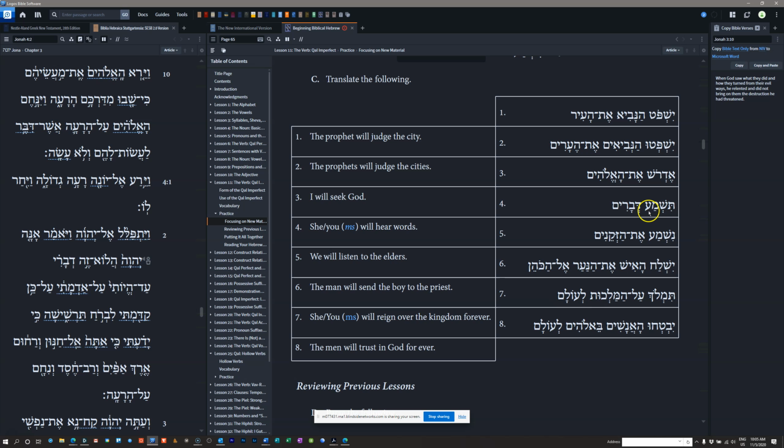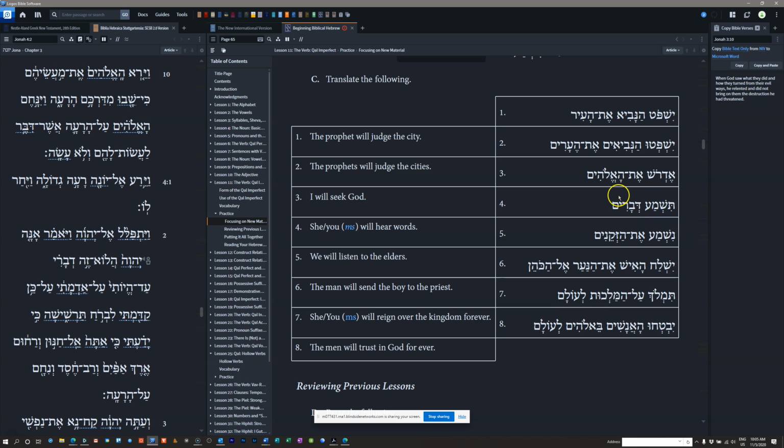We need context to help us figure that out, so let's just leave it ambiguous at this point. This is either she will hear or you, masculine singular, will hear. Alright, if it's 3fs, we might have an explicit subject, devarim, but devarim can't be our subject because its number is plural and it's masculine. Here, if tishma is masculine, it has to be singular. Whether it's feminine or masculine, this is a singular form. So devarim cannot function as the subject.